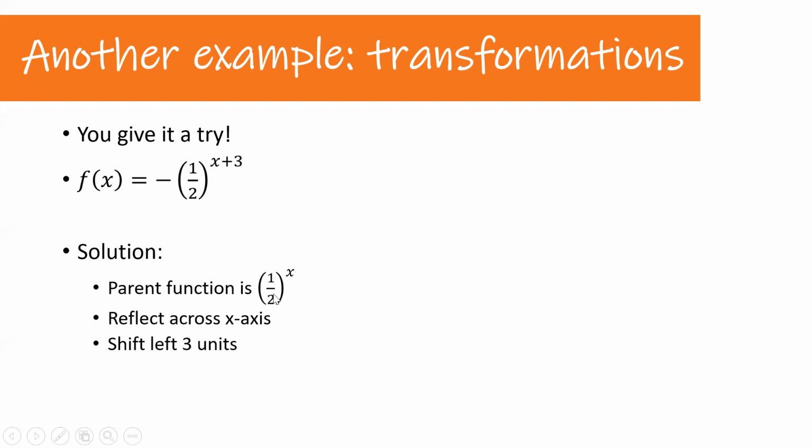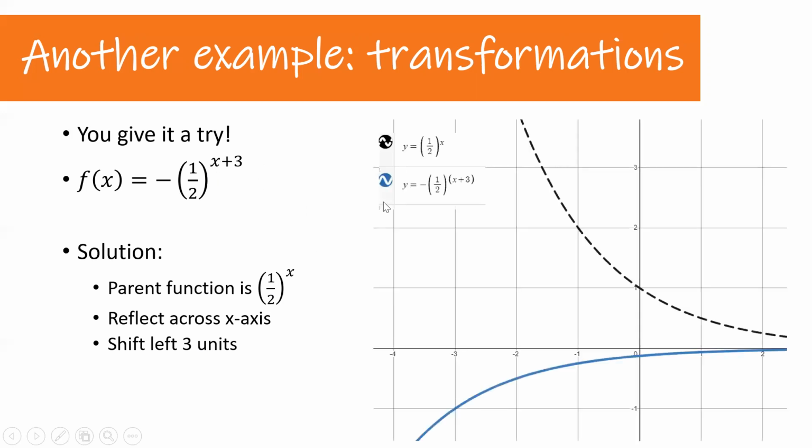So again, our parent function is 1/2 to the x. It's going to reflect across that x-axis because of this negative, and it's going to shift left 3 units because of this x plus 3. If we look at the graph, again, the dotted line is our parent function here, and our final product with the transformations is here. So we flipped it over, and then we shifted it to the left.